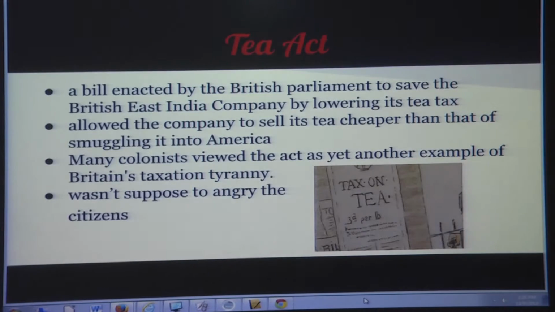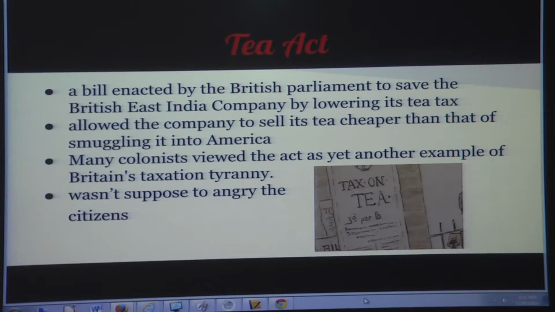The Tea Act is what started all of this. It was a bill enacted by the British Parliament to save the faltering British East India Company by greatly lowering its tea tax and granting it a virtual monopoly on the American tea trade. The low tax allowed the company to sell its tea even more cheaply than smuggling it into America by Dutch traders. Many colonists viewed the act as yet another example of Britain's taxation tyranny.